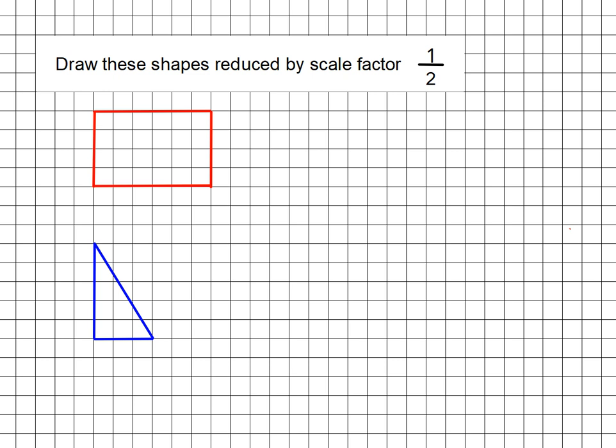In this one, we are going to reduce the size of these two shapes by a scale factor of a half. This is the same as dividing by 2, but we're going to multiply by a half. We've done one a bit like this, but we're going to extend that in the next couple of examples. So we count the length of the sides: 1, 2, 3, 4, 5, 6 blocks, and 1, 2, 3, 4 down the side.